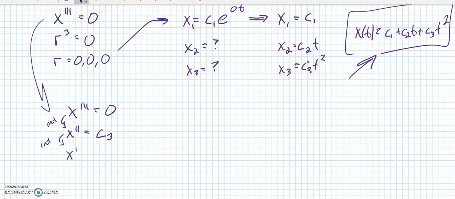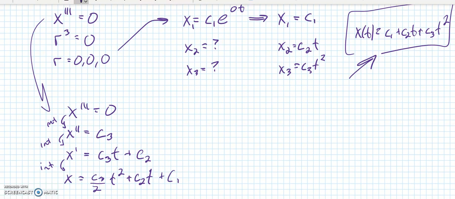What do I get? X prime equals, now I've got to do C3. It's got to get the independent variable here. So in this case, t is our independent variable. So I get a t, but then I've got to add a new constant. I'm going to call this C2. Let me integrate again. This gives me x of t on the left side equals, I get C3 over 2 times t squared plus C2 times t plus another constant, C1.